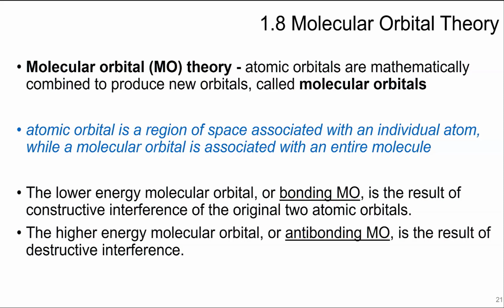The lower energy molecular orbital is the bonding MO, and that is a result of those two individual waves coming together in constructive interference and getting a big wave, whereas the higher energy molecular orbital, or the antibonding MO, is the result of destructive interference. So that's going to form that node in there.